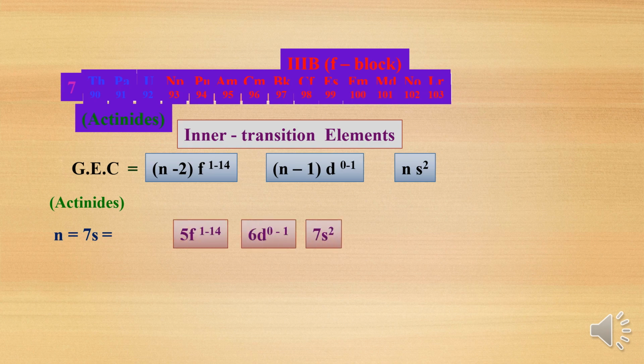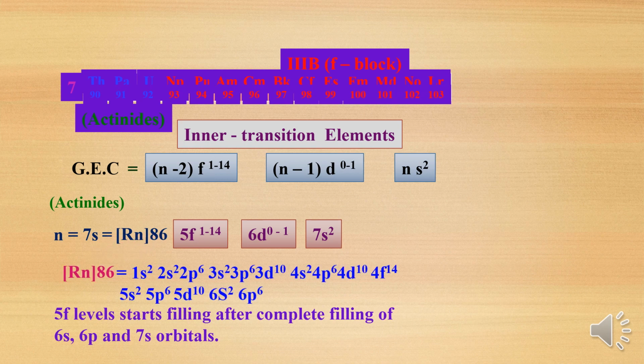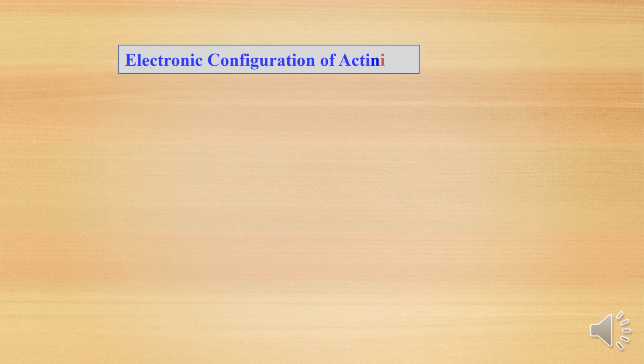Now it is the seventh period, so the electronic configuration is 5f1 to 14, 6d0 to 1, 7s2. Here the 5f level starts filling after complete filling of the 6s, 6p and 7s orbitals. So when the 6s, 6p, 7s orbitals fill, later the 5f orbital starts filling. The nearest noble gas is radon, atomic number 86. The electronic configuration ends with 6s2, 6p6.